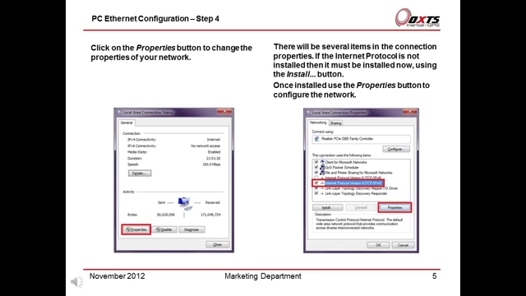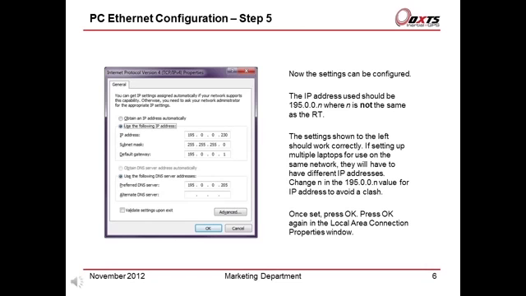Now let's look at step 5 of the PC Ethernet configuration. Now you'll need to configure the Internet Protocol version 4. The IP address used should be 195.0.0.n, where the n is the same as the RT. The settings shown to the left should work correctly. If setting up multiple laptops for use on the same network, they will have to have different IP addresses. Change the n in the 195.0.0.n value for the IP address to avoid a clash.